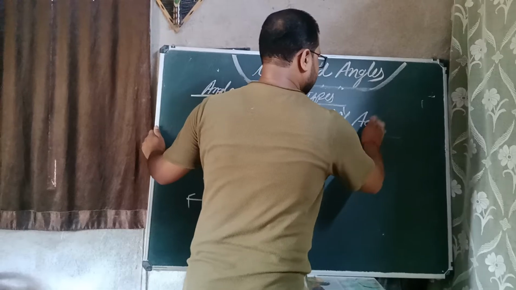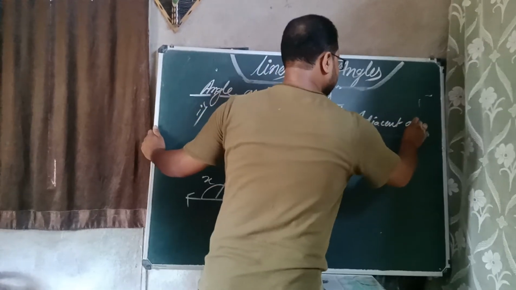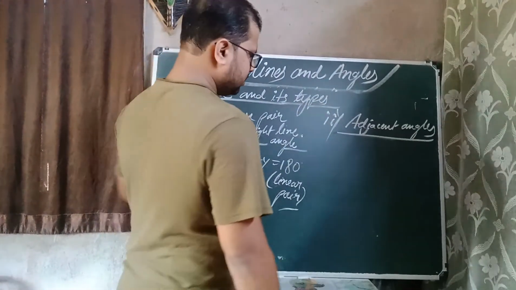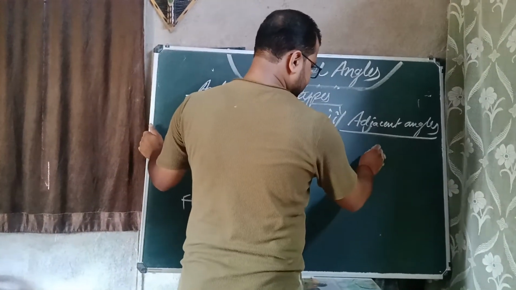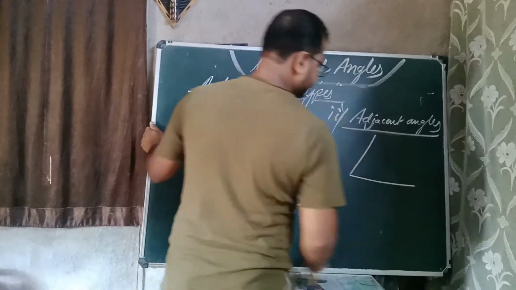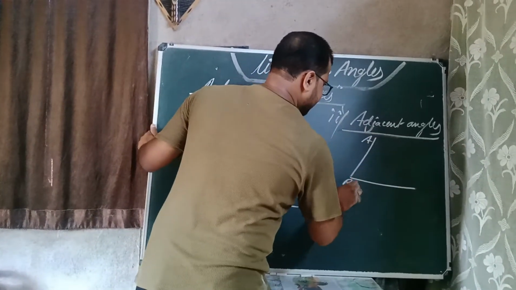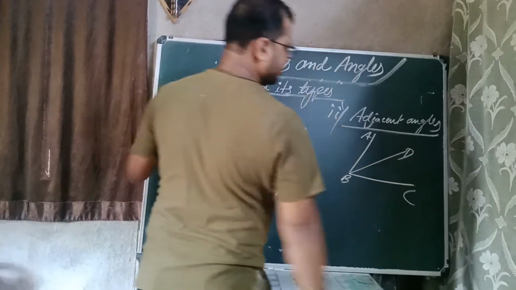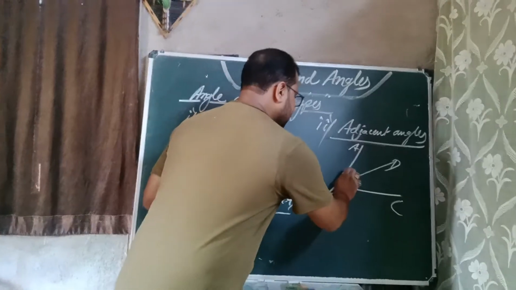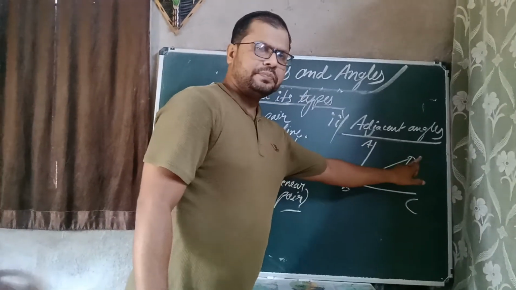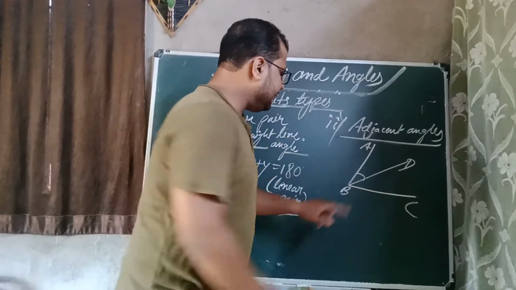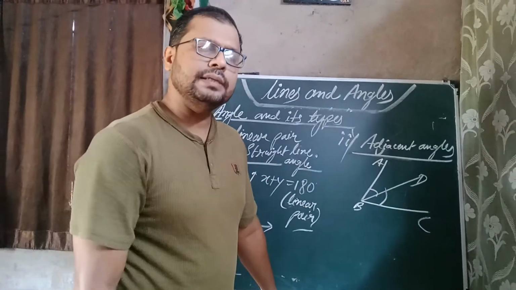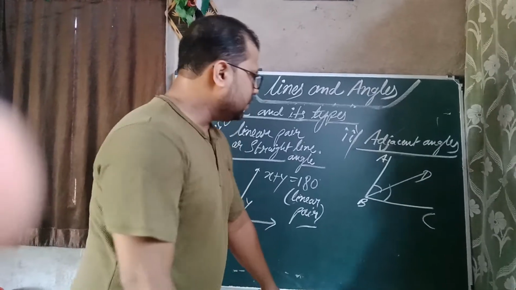Second angle: adjacent angles. What are adjacent angles, students? Suppose I have written this angle A, B, C. Another line I have drawn in between. This would be D. So we can say this angle ABD and angle CBD are adjacent angles. Neighboring angles are known as adjacent angles. Clear?